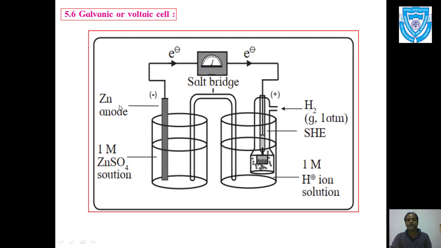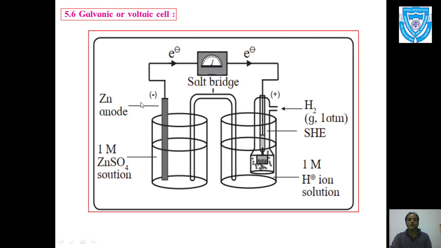In this case, the zinc rod is dipped in the zinc sulfate solution, and as an example of a hydrogen gas electrode, the hydrogen electrode is dipped in its ionic solution, that is the H plus ion solution. So a galvanic or voltaic cell means when an electrode is dipped in its own ionic solution.